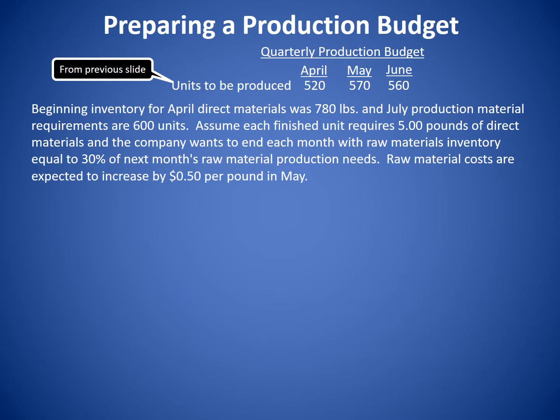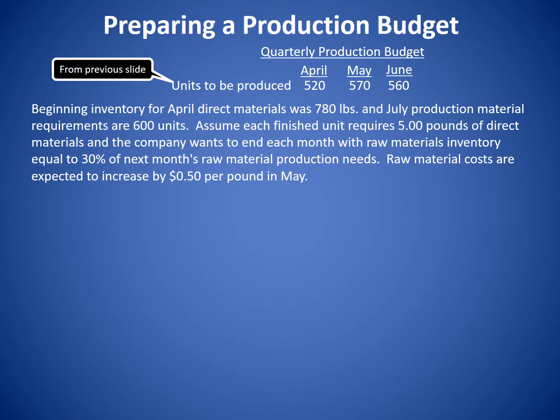In our previous slides, we created the unit production budget for the quarter. Now we need to create the budget to support that production. So you can see the quarterly production budget in units from the previous slide at the top of our slide here: April 520, through May, and through June.